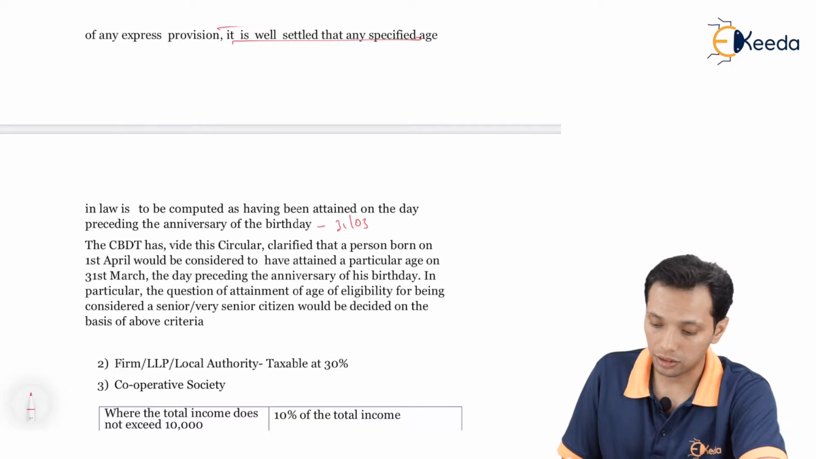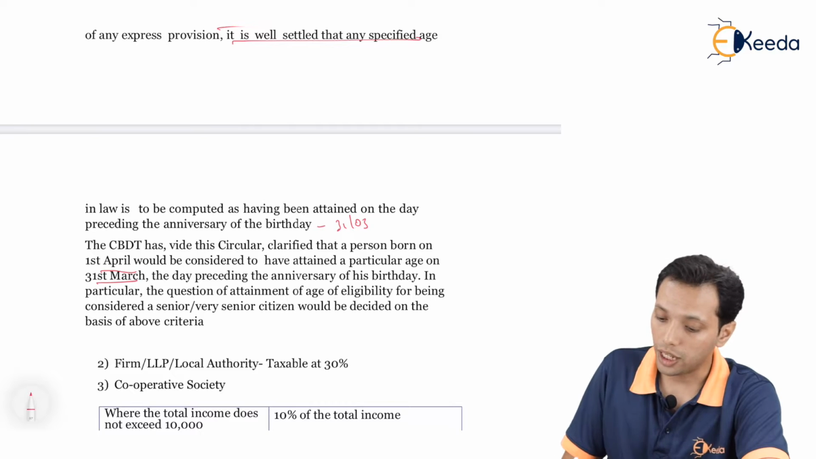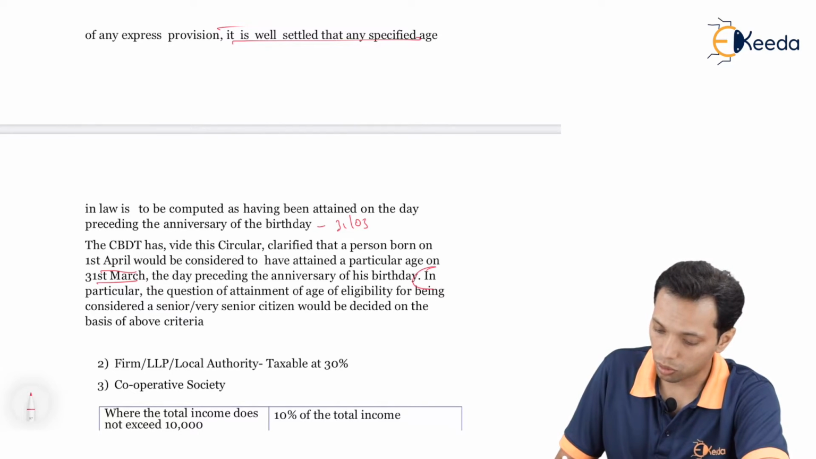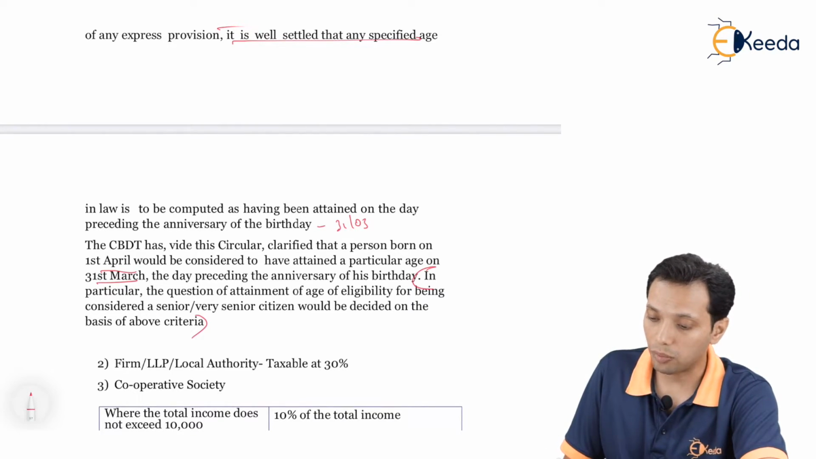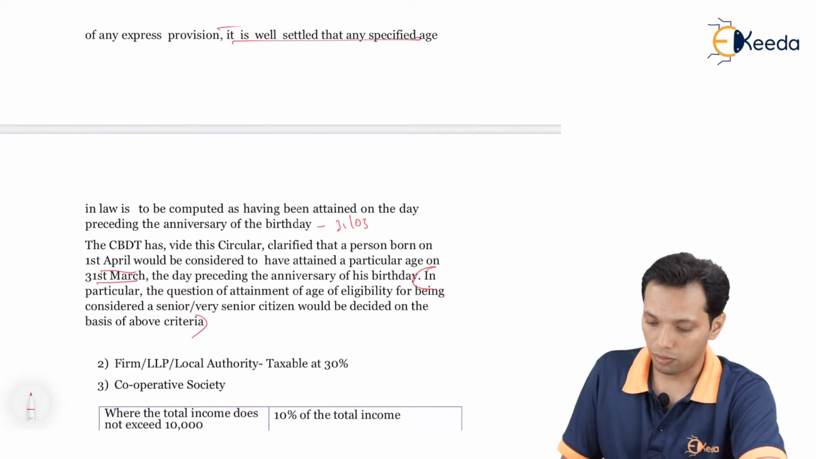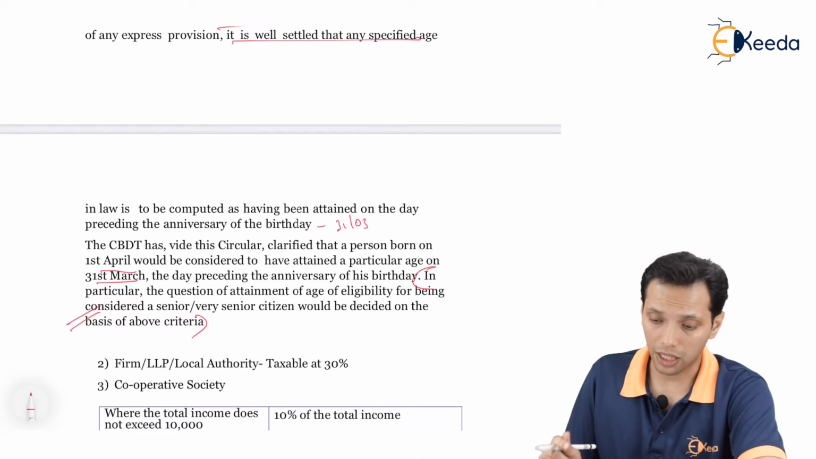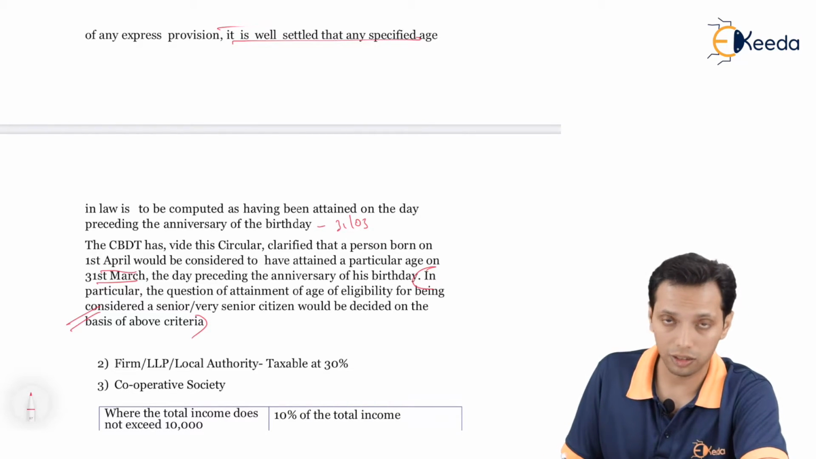CBDT by this circular clarified that a person born on 1st of April would be considered to have attained a particular age on 31st March, the day preceding the anniversary of his birthday. In particular, these are important: the question of attainment of the age of eligibility for being considered a senior or very senior citizen would be decided on the basis of the above criteria. So this criteria is applicable for senior and very senior citizens.